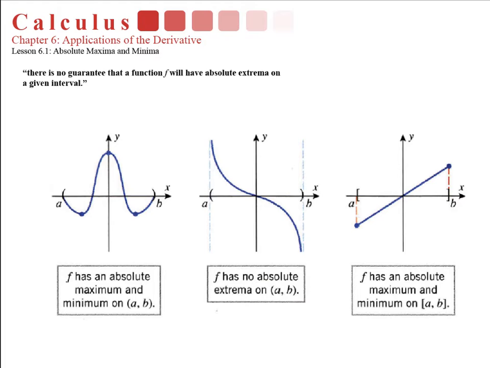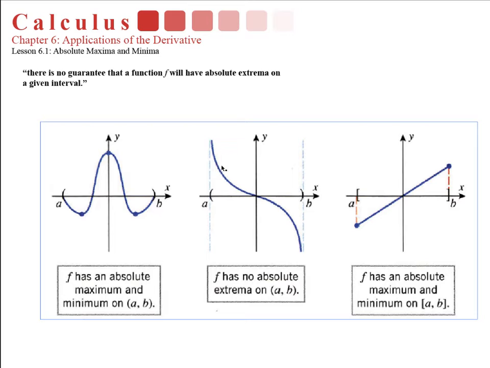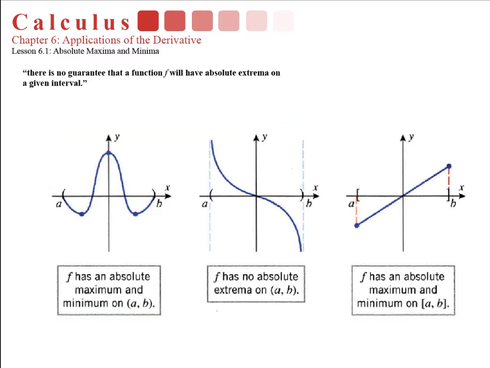It doesn't include the endpoints a and b, but it is a finite open interval. It has two vertical asymptotes, and notice the function is always decreasing. It's always going down. And so there are no absolute extrema on this interval. Finally, the third example: f does have an absolute maximum and an absolute minimum on the closed interval from a to b.